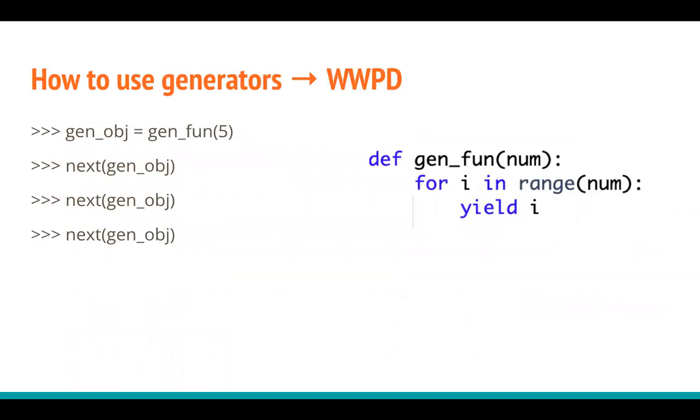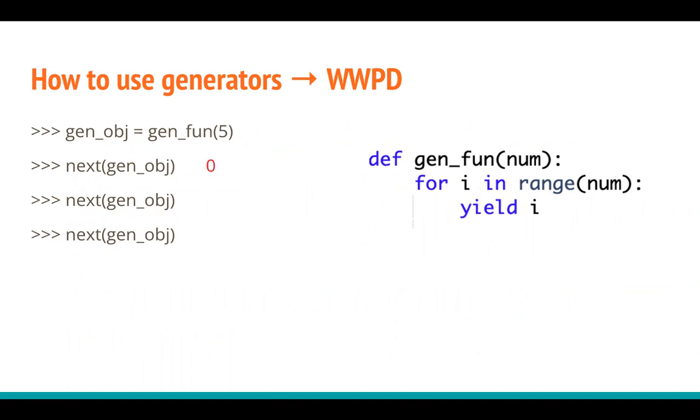So let's do what would Python do with generators. Given this code, let's think about what each call to next would do. Does anyone want to take a guess at what next of the gen object is going to do? What it'll yield?